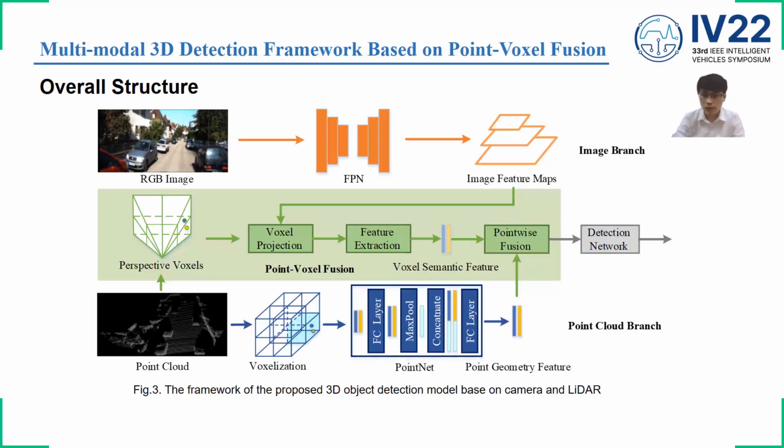The framework contains four parts: image branch, point cloud branch, feature fusion module, and the detection network. We use FPN to extract multi-layer image feature maps, use PointNet to extract local geometric features of points, and then use our PVFusion module to perform feature fusion. The fused features are then passed into the detection network to achieve 3D object detection.